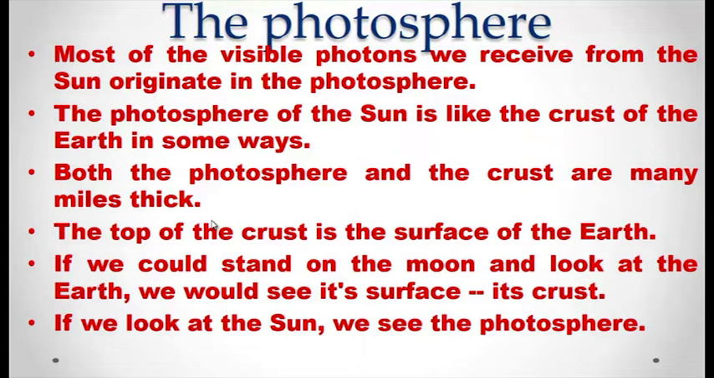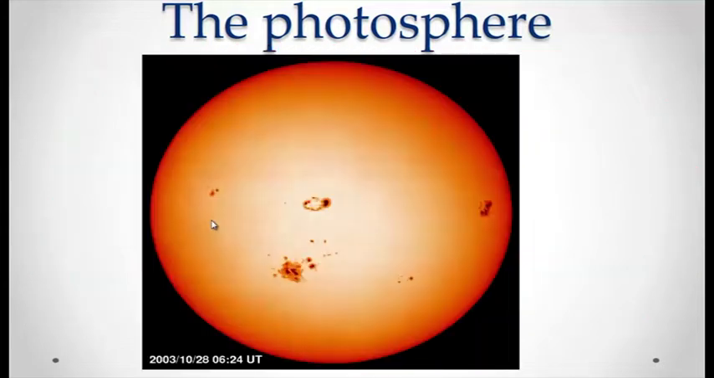If we could stand on the moon and look at the Earth, we could see its surface, Earth's crust. So like that, if we look at the Sun, we see the photosphere. We are not seeing the core of the Sun. We are not seeing the corona of the Sun. We are not seeing the chromosphere of the Sun. So photosphere of the Sun is like the crust of the Earth in some ways.